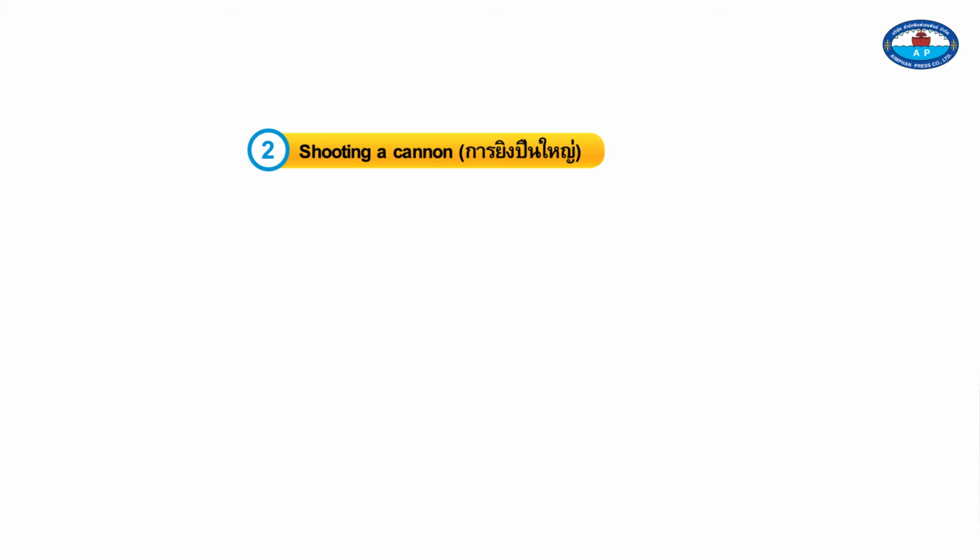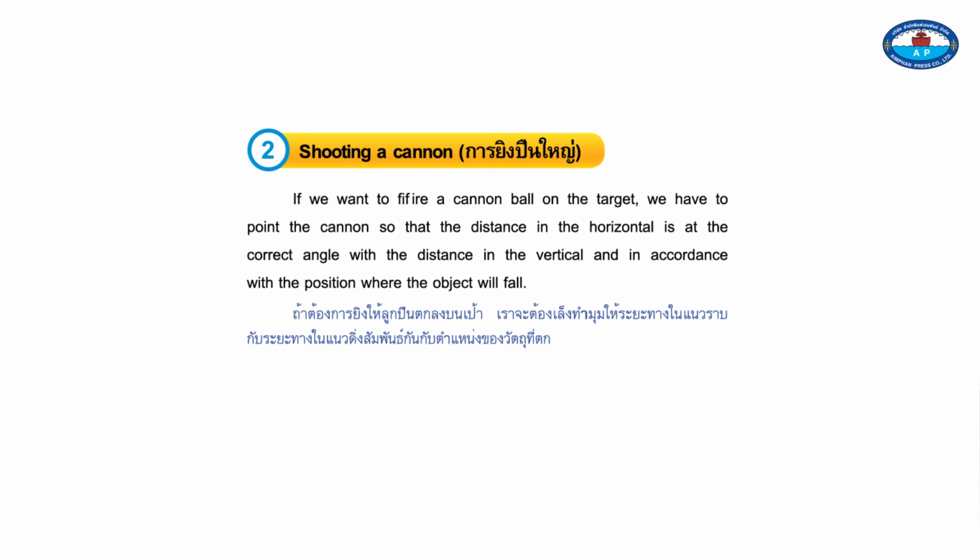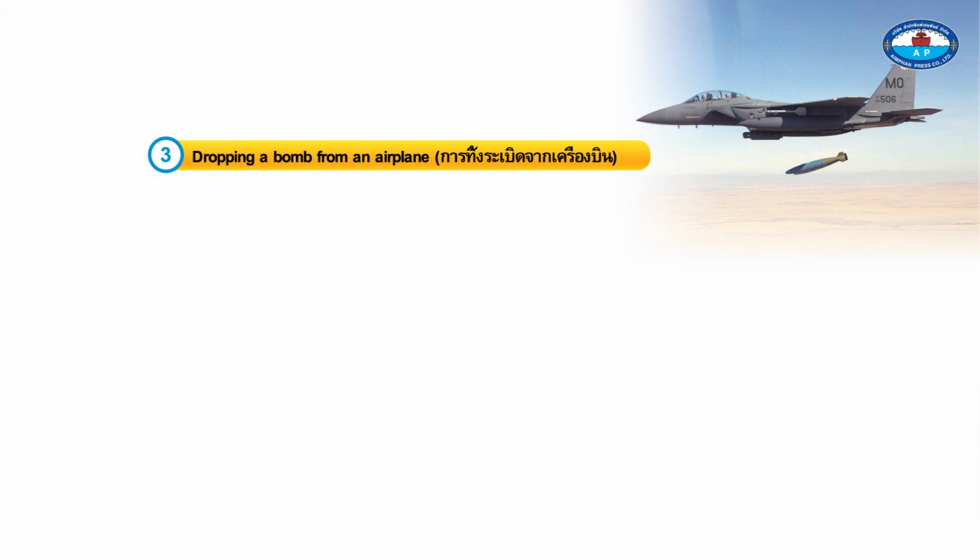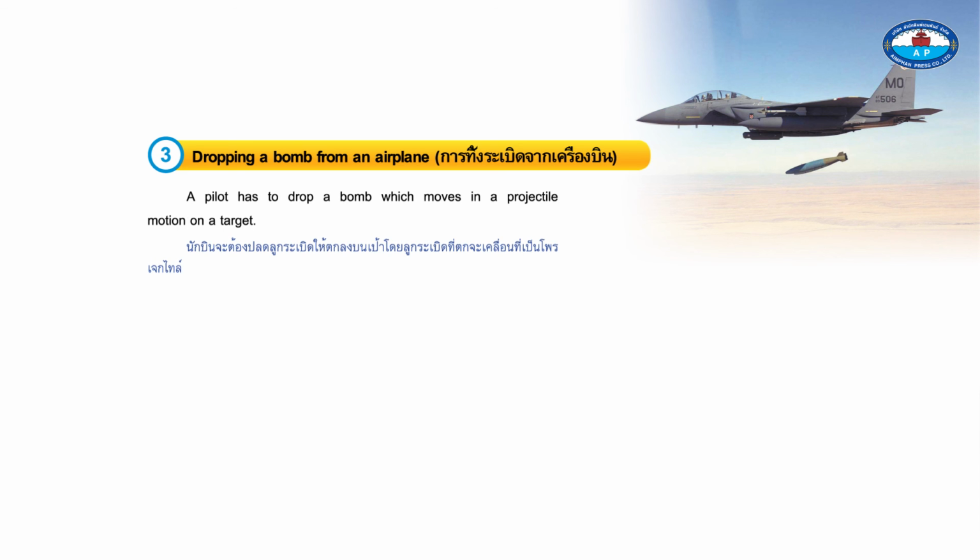2. Shooting a cannon. If we want to fire a cannonball on the target, we have to point the cannon so that the distance in the horizontal is at the correct angle with the distance in the vertical and in accordance with the position where the object will fall. 3. Dropping a bomb from an airplane. A pilot has to drop a bomb, which moves in a projectile motion, on a target.